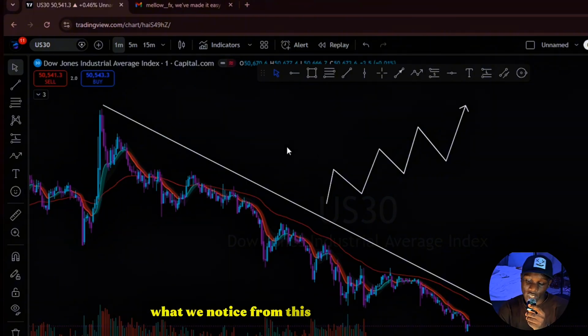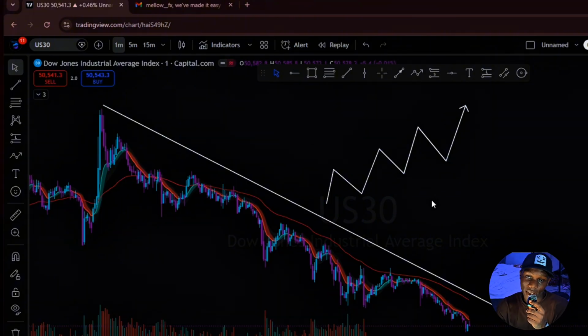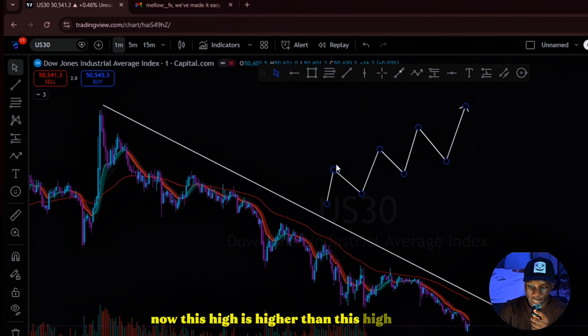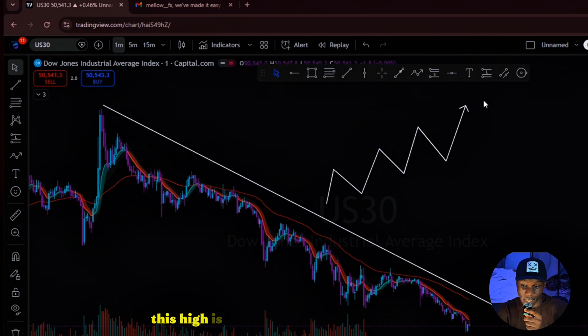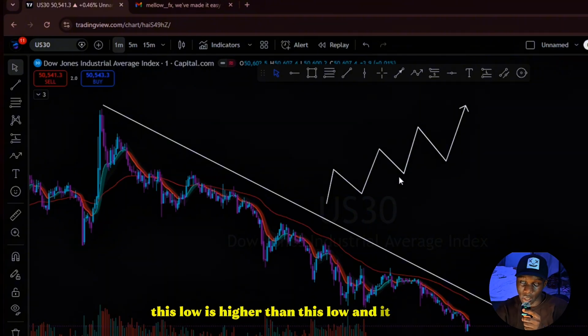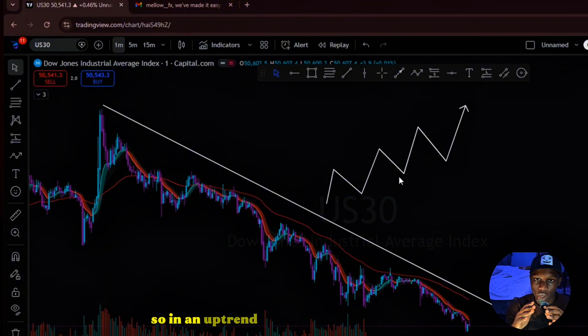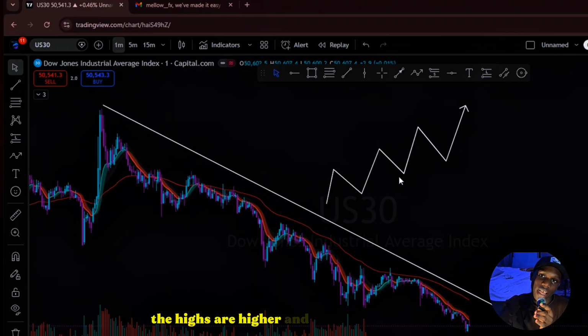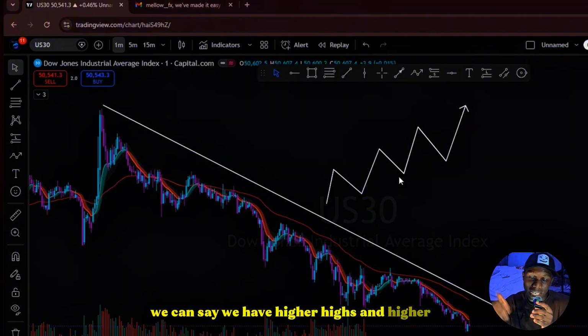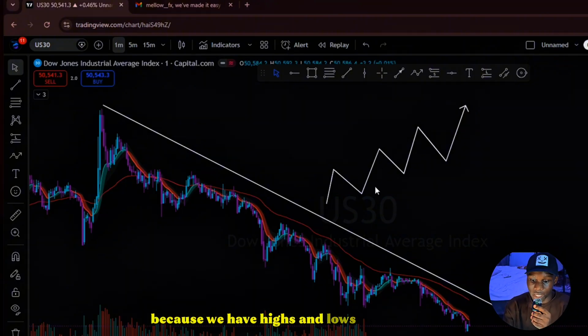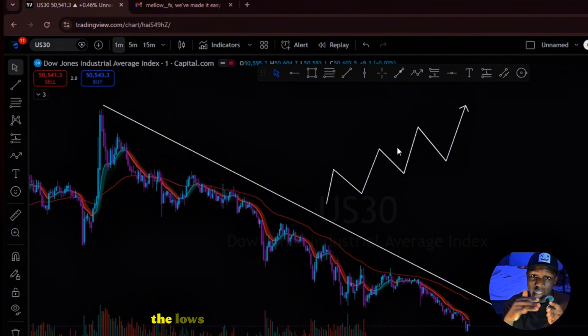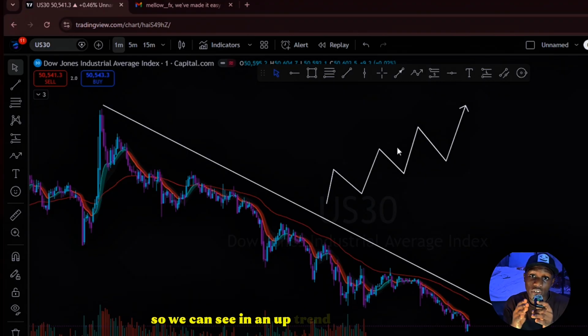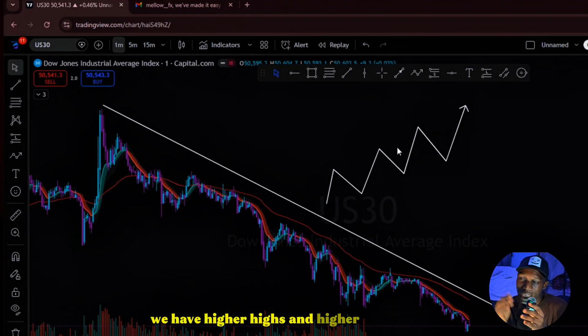Now what we notice from this uptrend is that the highs keep getting higher and the lows keep getting higher as well. This high is higher than this high, this low is higher than this low, and it keeps going in an uptrend. So in an uptrend structure, the highs are higher and the lows are higher. So we can say in an uptrend structure we have higher highs and higher lows.